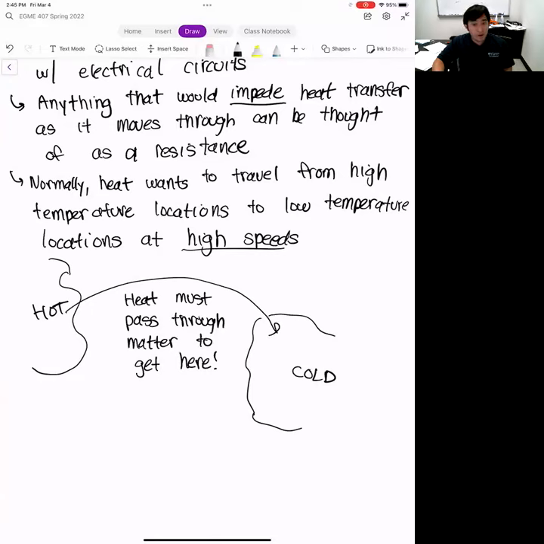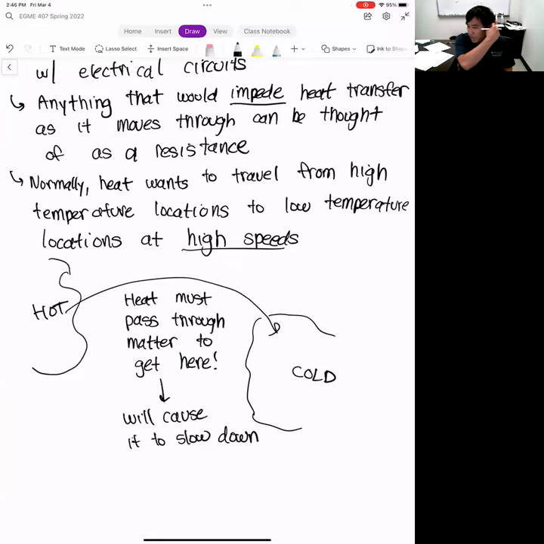And that matter, whether it be a solid, whether it be a fluid, whether it be a contact resistance, right? That matter is going to impede the amount of heat transfer, okay? And it's going to cause it to slow down, okay?